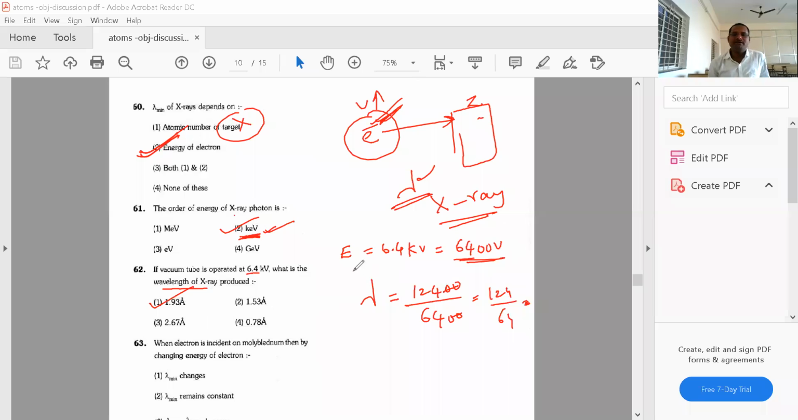So this is the formula, we use it so many times, you need to remember. If you want lambda in angstrom, the formula is 12,400 in electron volt divided by the energy, whatever energy is given. If you want wavelength in nanometers, then it will be only 1240. Got it? So many times I am repeating that point. You need to remember.